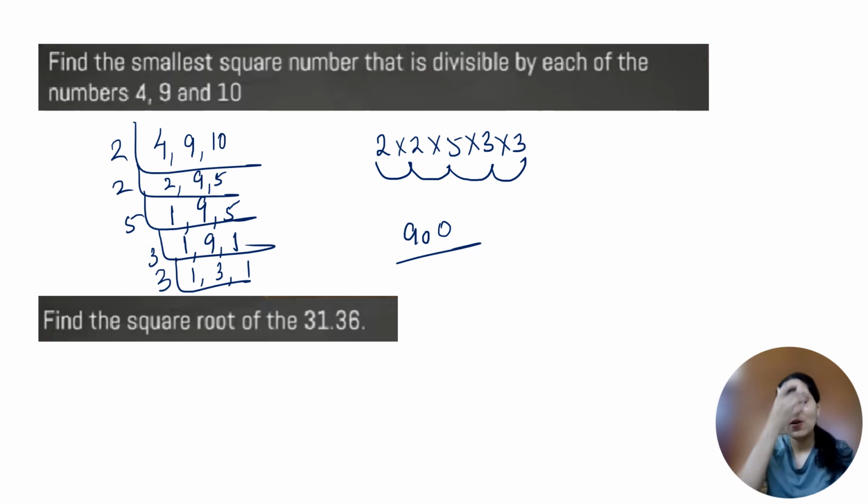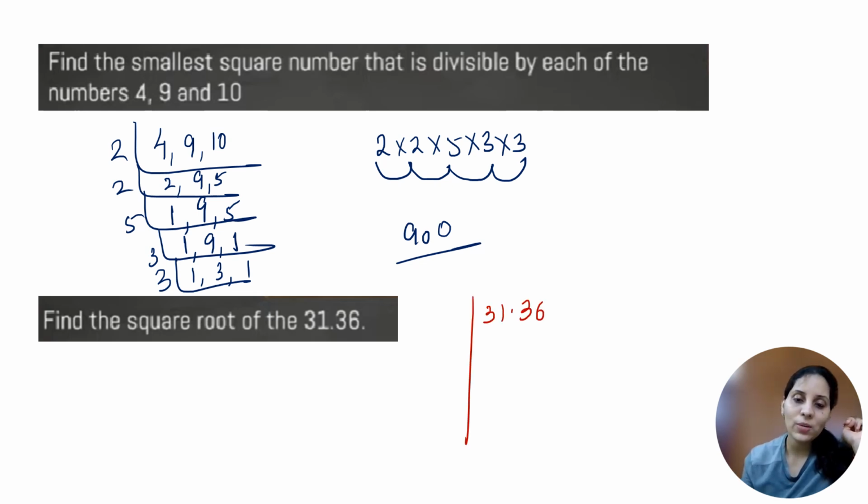Alright, next one. Find the square root of 31.36. Now 31.36, here we can use the long division method. So you have two methods to find the square root. One is the prime factorization, which we just did in the previous, and the other is the long division method. Now let's do the long division method.